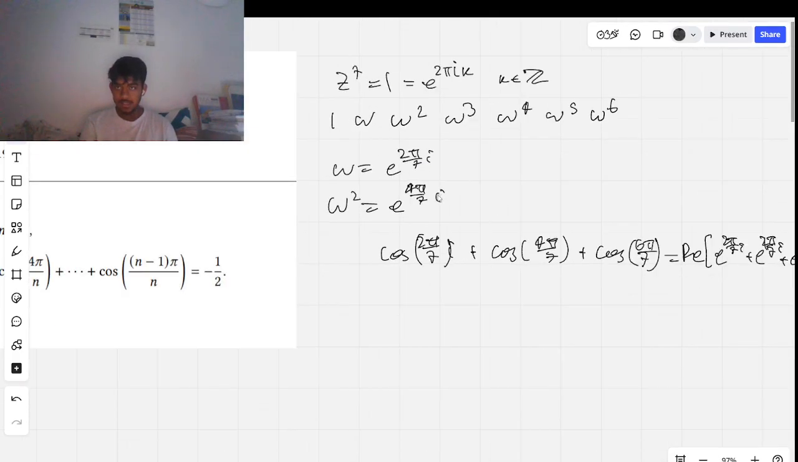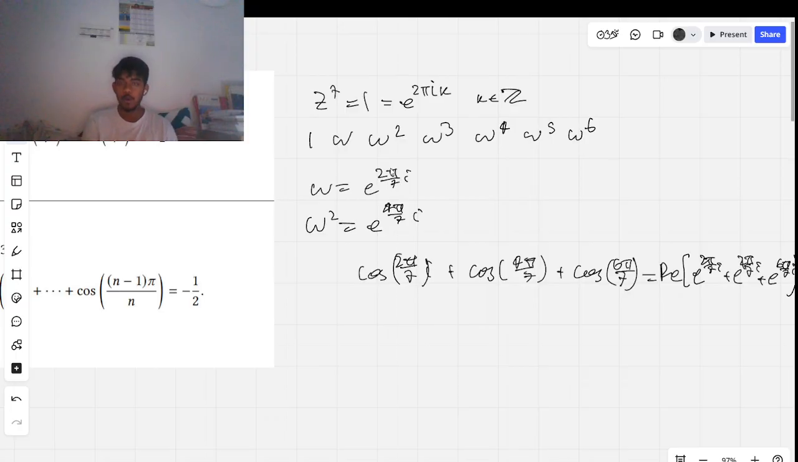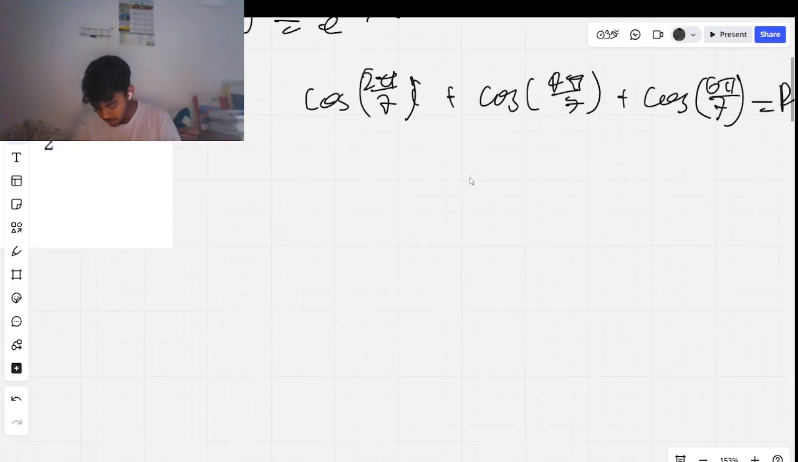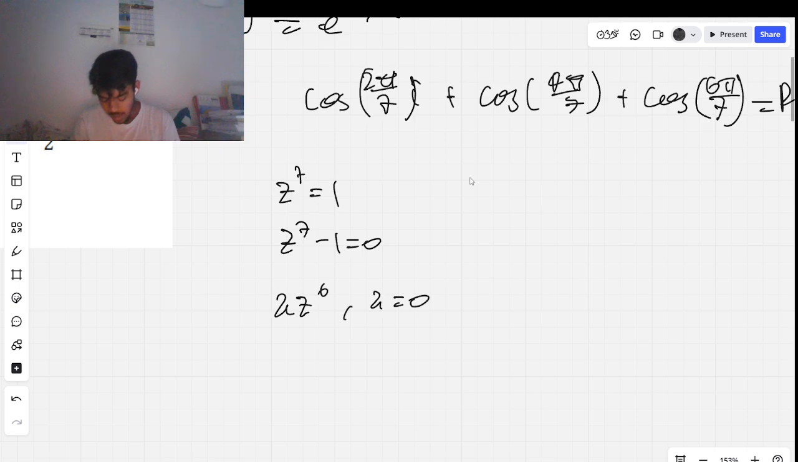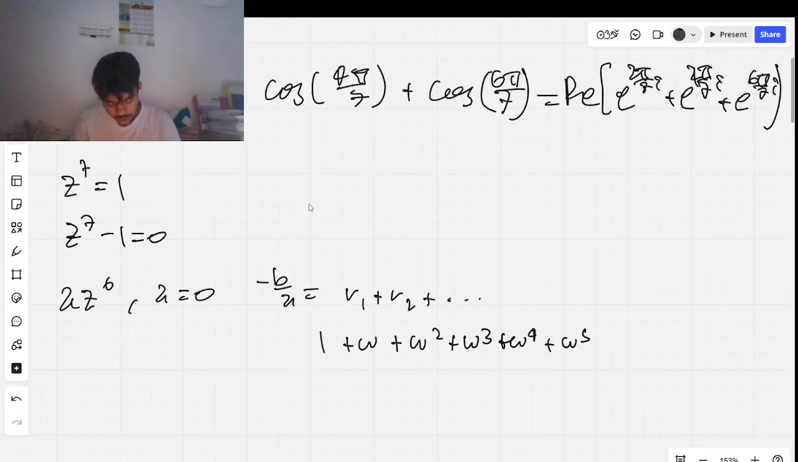But one thing to note is that I can use a technique within the roots of polynomials: the sum of the roots is something I can work out by looking at this expression here. The sum of my roots is going to be 0. That's because if I rearrange this, z to the 7 minus 1 equals 0, the z to the 6 term has coefficient 0. And we know that minus b over a is the sum of the roots, which is in this case 1 plus omega squared plus omega cubed plus omega to the 4 plus omega to the 5 plus omega to the 6.